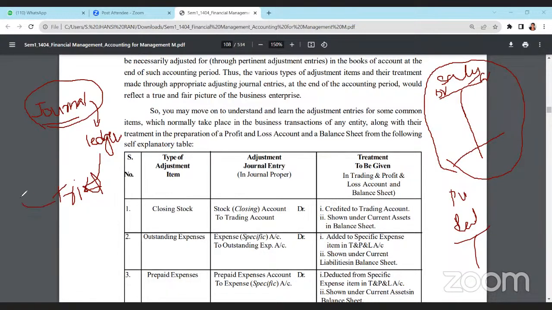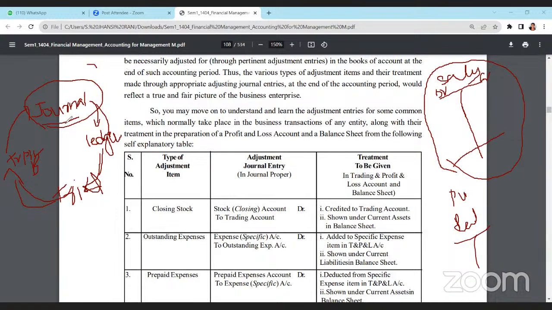From the trial balance, I will prepare the final accounts, that is the trading account, profit and loss account, and balance sheet. Then I'll come to know whether my business is getting profit or loss. Next year, again I will write journal entries, again I'll prepare the ledger, then the trial balance, then the final accounts. This is called the accounting cycle.